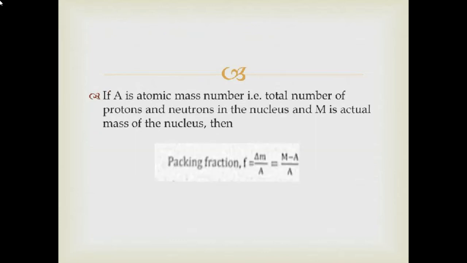If capital A is the atomic mass number, that is the total number of protons and neutrons in the nucleus, and capital M is the actual mass of the nucleus, then packing fraction, denoted by F, is equal to del M upon capital A, which is M minus A upon A. From a numerical point of view, this slide is very important. They can give you the value of del M and A and ask you to find the packing fraction. From the fill in the blanks point of view also, this slide is very important.